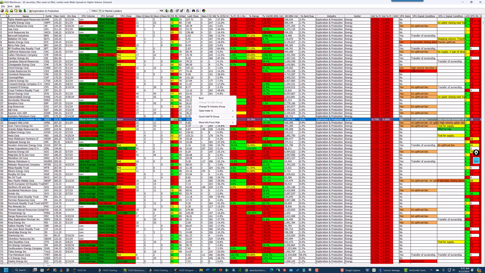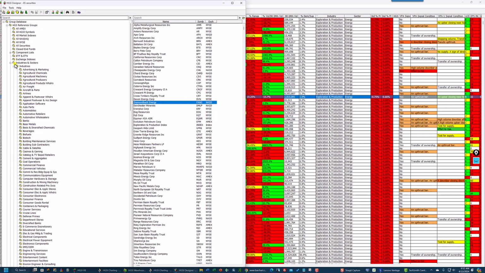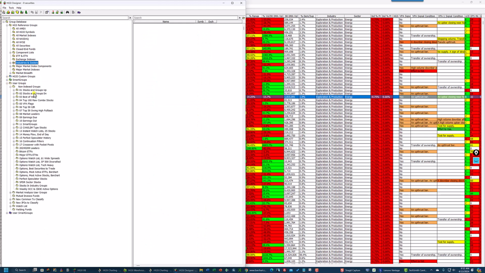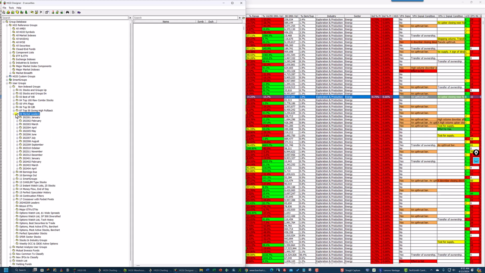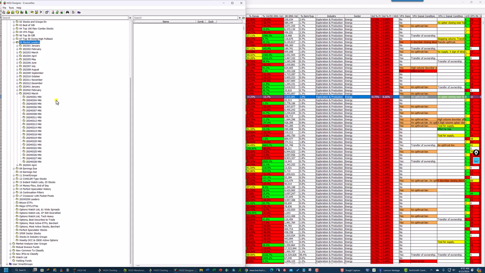Okay, in review, let me go back. I'm going to go back to my non-index files and the market leaders folders. And I want to show you something else. This is another way to determine how much the market is losing momentum.